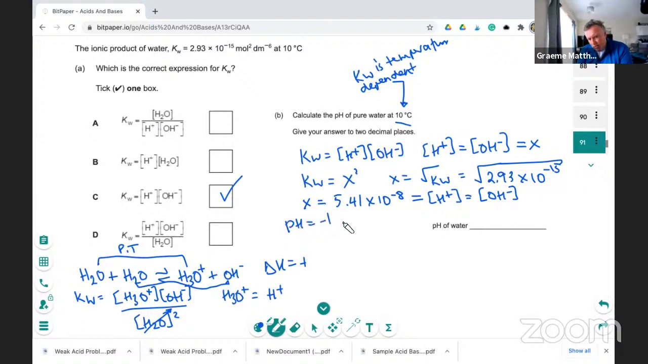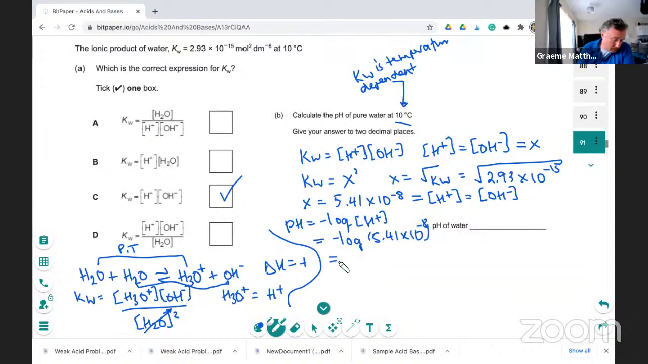So the pH then is negative the log of the hydrogen concentration, which is negative the log of 5.41 times 10 to the negative 8. Are we getting 7.27? Right, 7.27. So my answer, the pH of water at 10 degrees C, is 7.27.